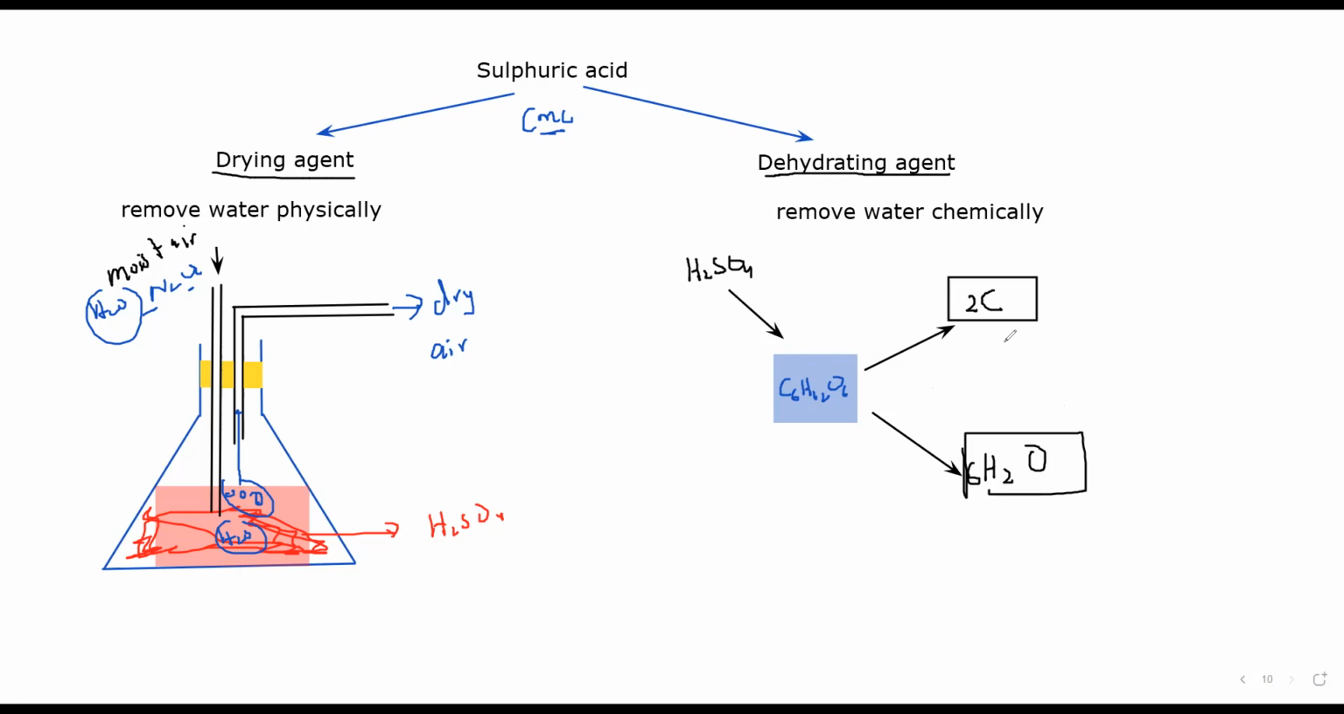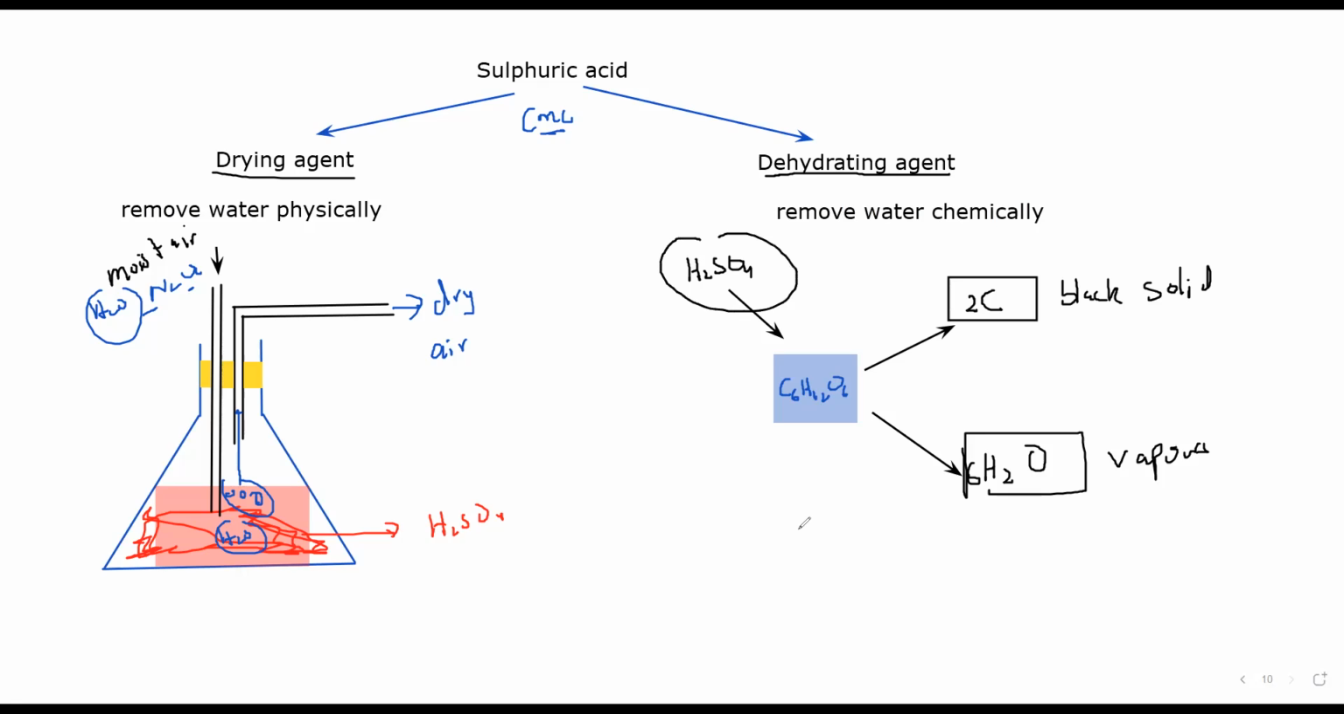So what we will observe in this, because carbon is black, is that a black solid is formed, and vapors are also given off. So observation will be black solid and the vapors. Is it clear? Basically, sulfuric acid does not change. What it causes is a change in another compound and chemically decomposes that compound into water and carbon. Nothing happened to sulfuric acid.